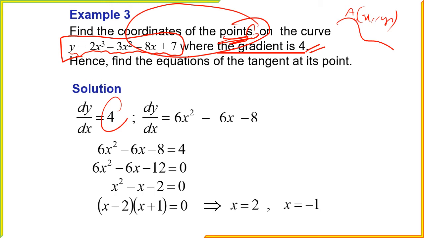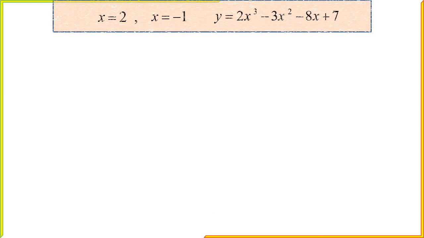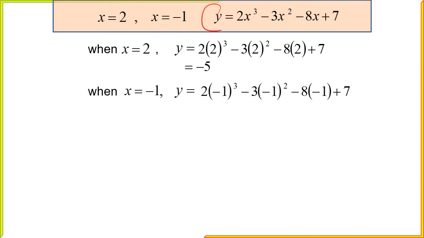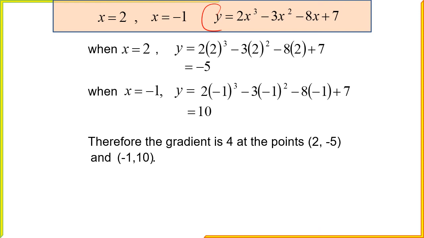So this is only the x coordinate. How about the y coordinates? For the y coordinate, we just have to substitute into the function y. So when x equal to 2, y equal to 2 of 2 cubed minus 3 of 2 squared minus 8 of 2 plus 7. So we get y coordinate equal to -5. And when x equal to -1, y equal to 2 of -1 cubed minus 3 of -1 squared minus 8 of -1 plus 7, which is equal to 10. So we have the points (2, -5) and (-1, 10). On both these points, the gradient will be 4.